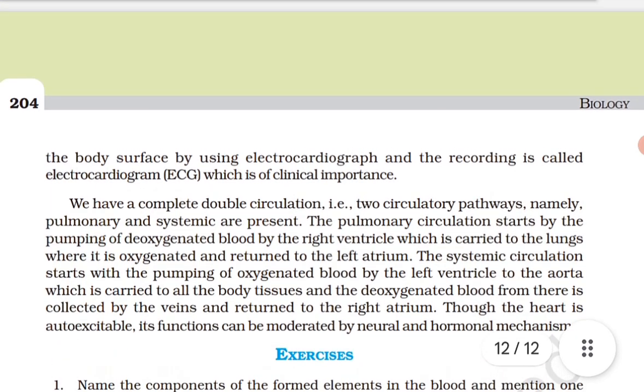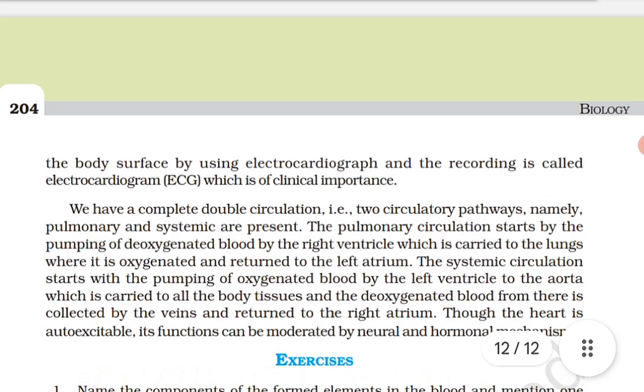Though the heart is auto-excitable, its function can be moderated by neural and hormonal mechanisms. किससे मॉडरेट हो सकता है? न्यूरल एंड hormonal mechanisms. With this, we completed the chapter.